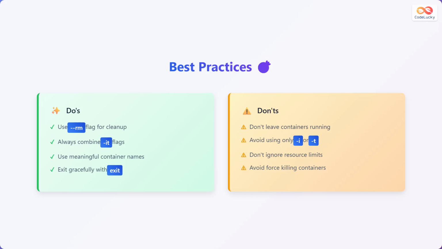Now let's discuss what not to do. Do not leave containers running unnecessarily, as they consume resources. Avoid using only -i or -t, as they work best when combined. Do not ignore resource limits, as containers can consume a lot of resources. Avoid force-killing containers, as it can lead to data loss or corruption.